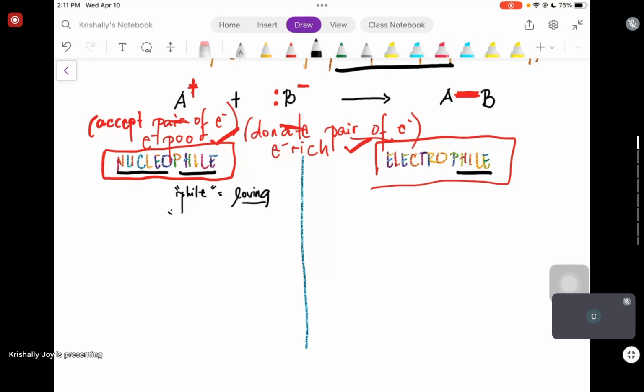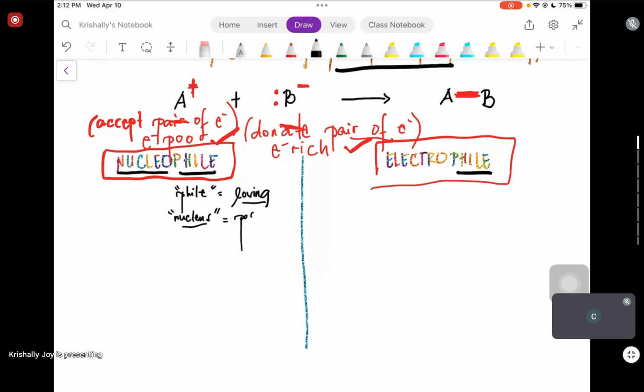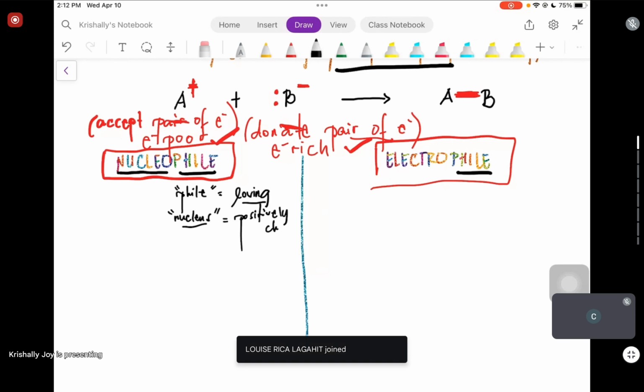It comes from the root word nucleus. I know you have heard about the nucleus. It's a part of an atom. It's the center portion, the middle portion of the atomic structure. And inside the nucleus, it contains the proton and the neutron. So that's the component of the nucleus. Talking about the charge of the nucleus in an atomic structure, remember, it is positively charged.